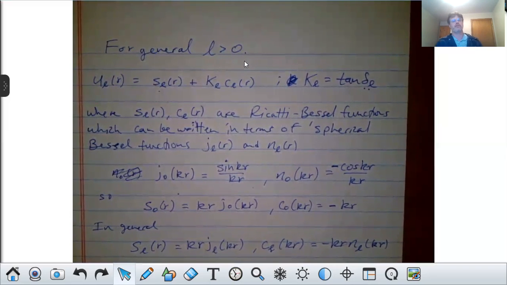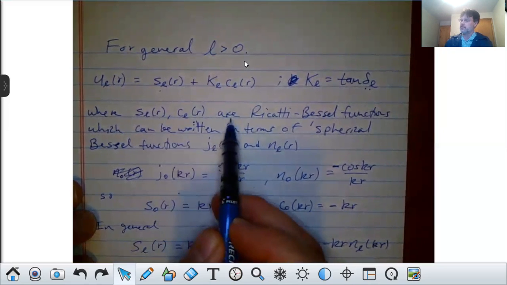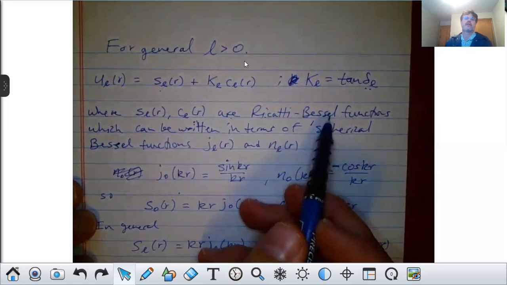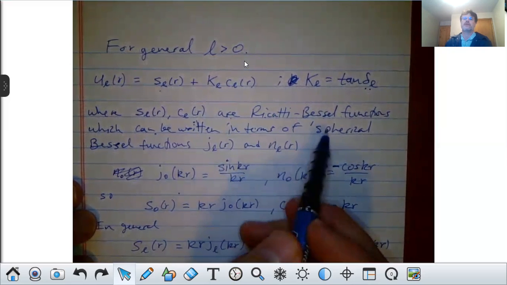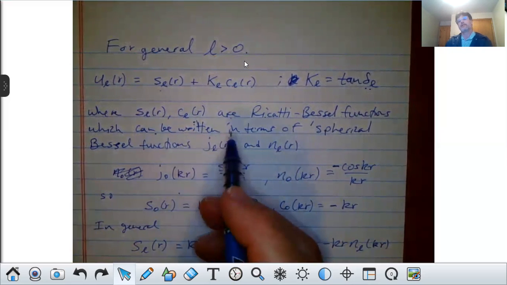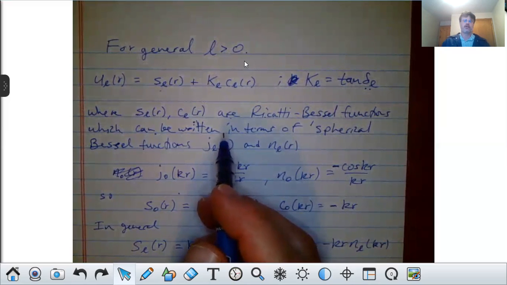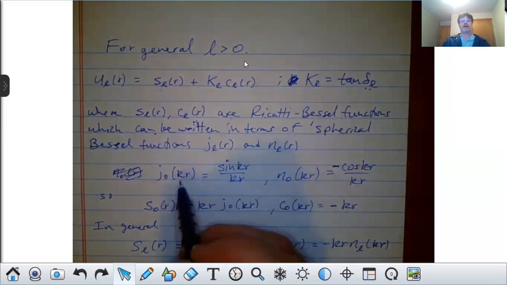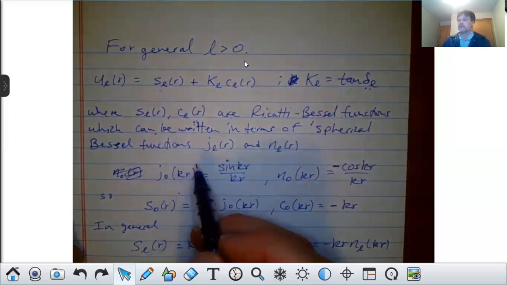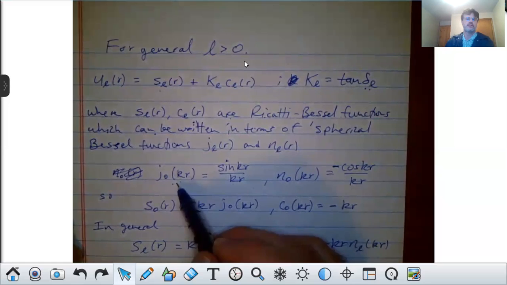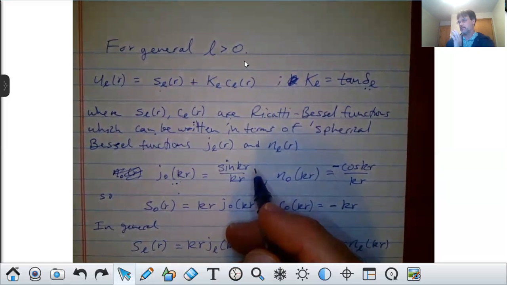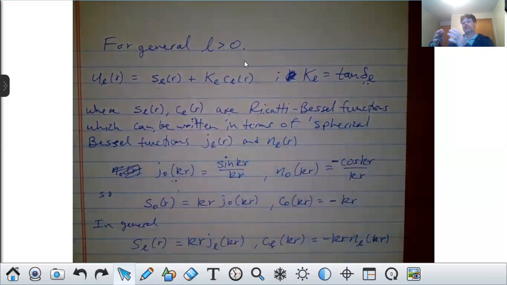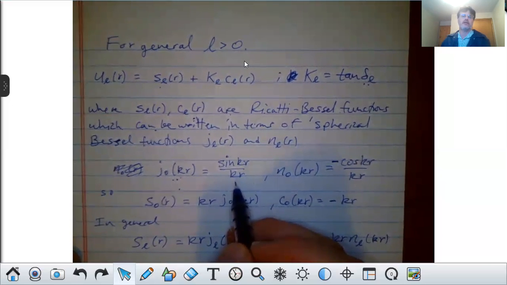As it turns out, if you want the fundamental solutions that are related to sines and cosines for L equals 0, you get functions called Riccati-Bessel functions. They can be written in terms of what are called spherical Bessel functions. There are lots of different types of Bessel functions. For the spherical Bessel functions, I'm just going to write down the L equals 0 form. J0 is defined as the spherical Bessel function that goes to a constant value when r is equal to 0, and it's sine of kr over kr.